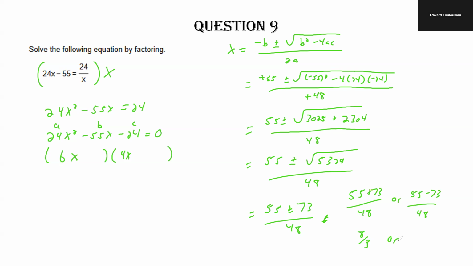or 55 minus 73 divided by 48. That looks like 3/8, but let me double check that. Yep, negative 3/8. All right, so those are my two answers.